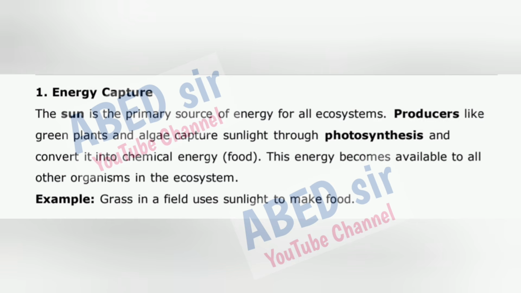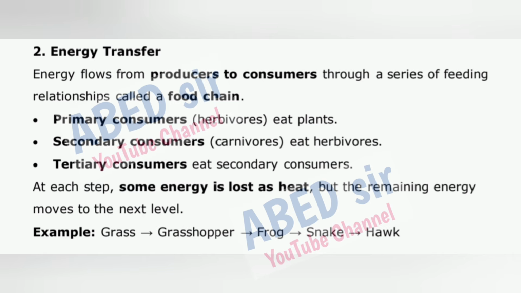This energy becomes available to all other organisms in the ecosystem. Example: grass in a field uses sunlight to make food. 2. Energy transfer. Energy flows from producers to consumers through a series of feeding relationships called a food chain.